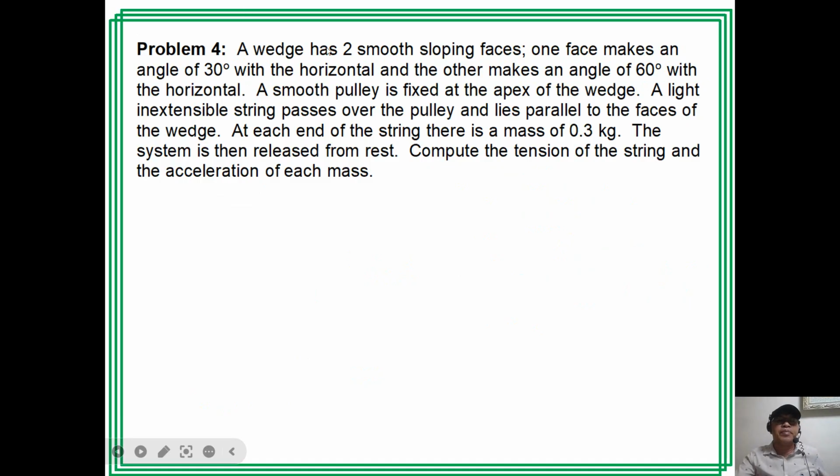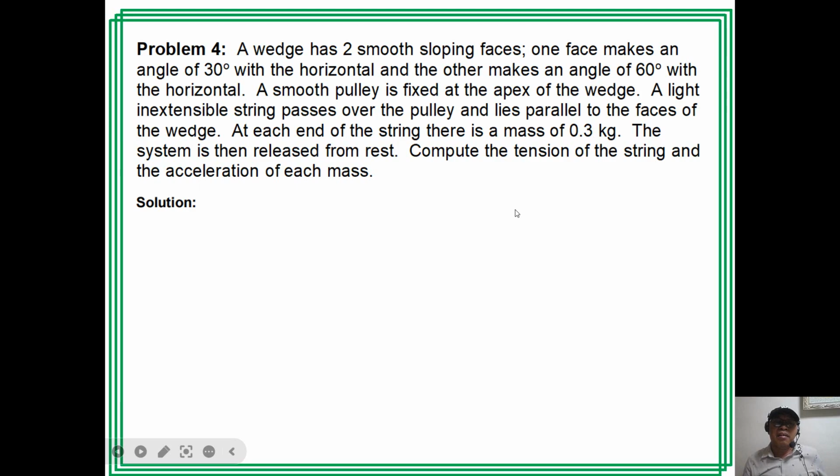Problem 4, we have here. A wedge has two smooth sloping faces. One face makes an angle of 30 degrees with the horizontal, and the other makes an angle of 60 degrees with the horizontal. A smooth pulley is fixed at the apex of the wedge. A light inextensible string passes over the pulley and lies parallel to the faces of the wedge. At each end of the string, there is a mass of 0.3 kilograms. The system is then released from rest. Compute the tension of the string and the acceleration of each mass.